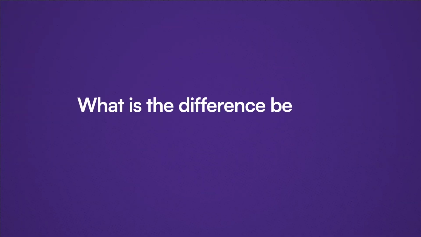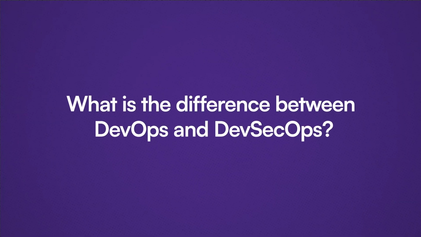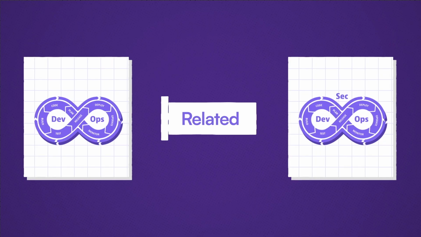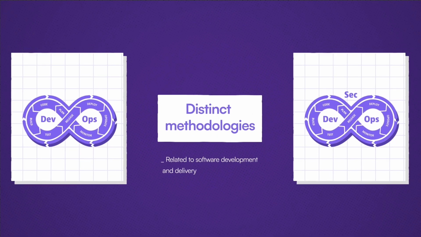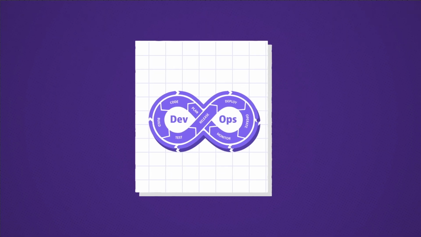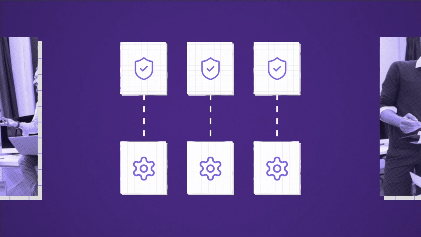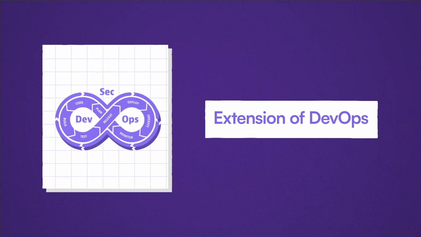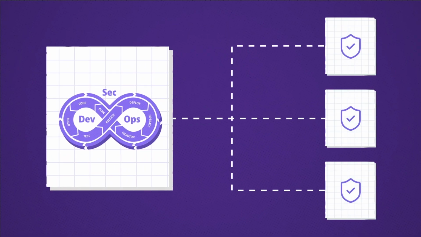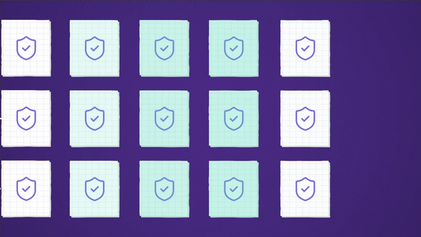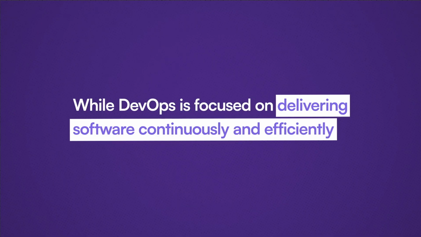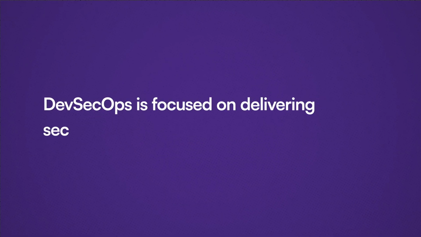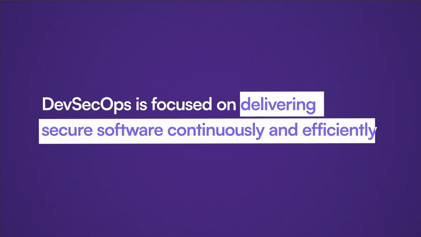What is the difference between DevOps and DevSecOps? DevOps and DevSecOps are two related but distinct methodologies related to software development and delivery. DevOps is a methodology that emphasizes collaboration and communication between development and operations teams, whereas DevSecOps is an extension of DevOps that integrates security practices throughout the software development lifecycle. While DevOps is focused on delivering software continuously and efficiently, DevSecOps is focused on delivering secure software continuously and efficiently.